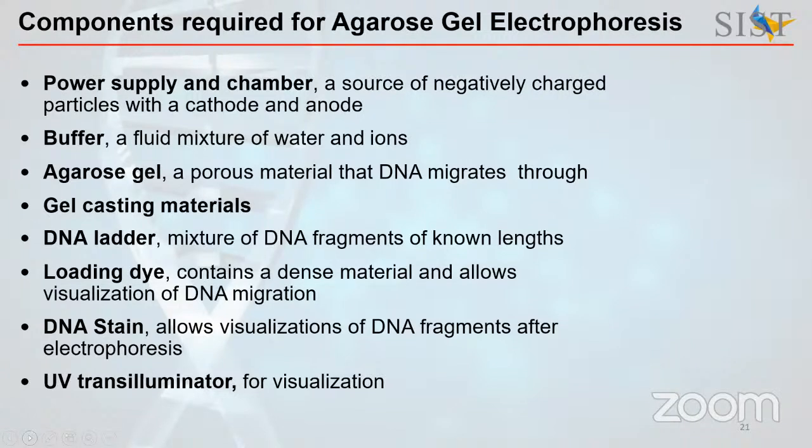So this DNA stain basically allows the DNA to be stained so that the DNA can be seen when it is viewed under a UV transilluminator, because I have told you the DNA absorbs the light at 260 nanometers, right? So it is not in the visible region, it is in the ultraviolet region. That's why we do need a UV transilluminator.